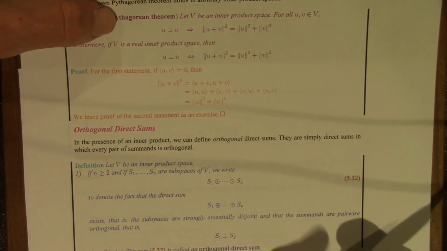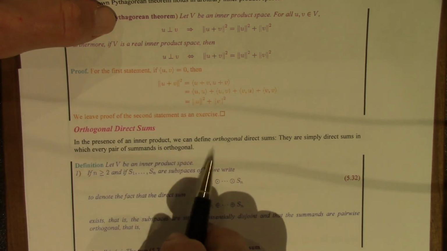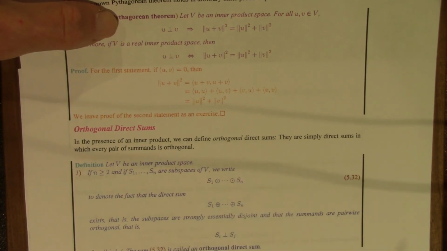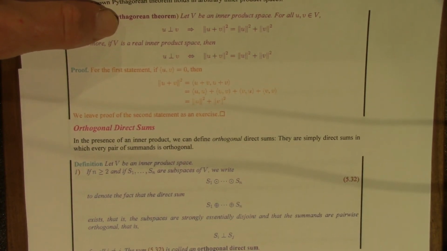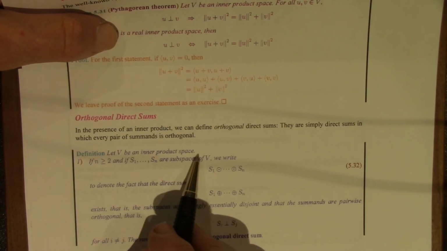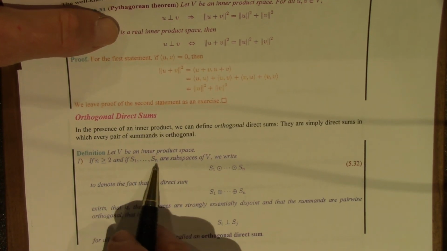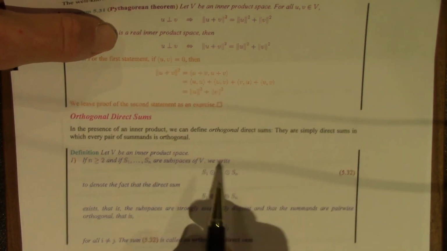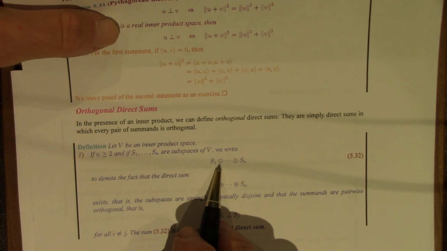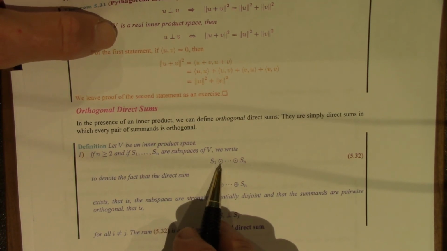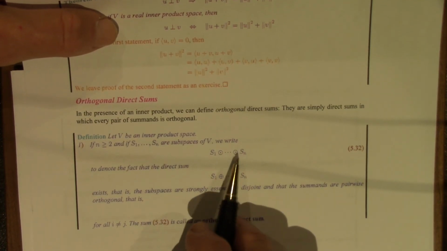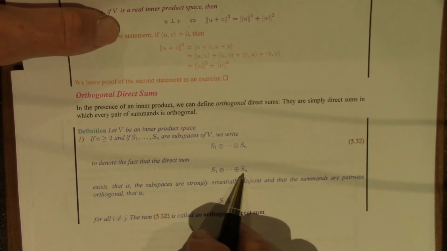Because of the presence of the inner product, we can define orthogonal direct sums. They're simply direct sums in which every pair of summands is orthogonal. So here's the definition. V is an inner product space, and we have at least two subspaces. We will write this S1, I don't know how to read this, a dot with a circle around it, up through Sn. This denotes the fact that the direct sum exists.